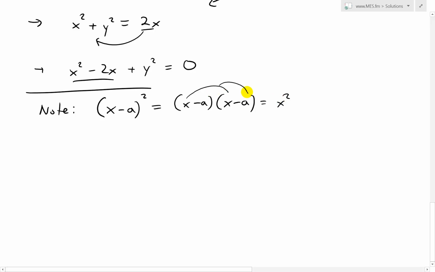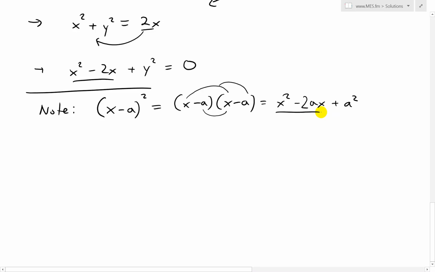and then added to, when you expand this, x times negative a is negative ax, and the same thing here, negative a times x is negative ax. That combines to negative 2ax, and then negative a times negative a is just plus a squared. So we have something that looks like this, but notice we have x squared minus 2x, and we have x squared minus 2ax plus a squared.